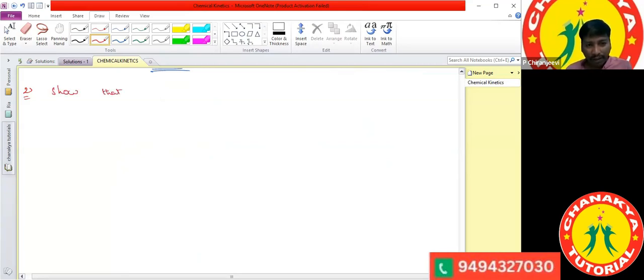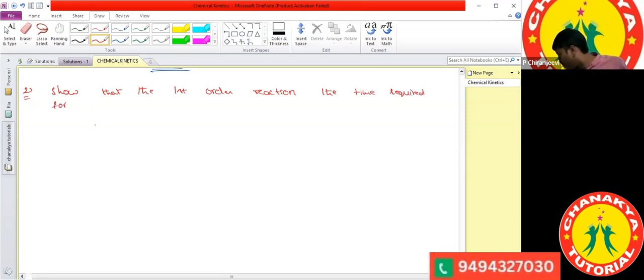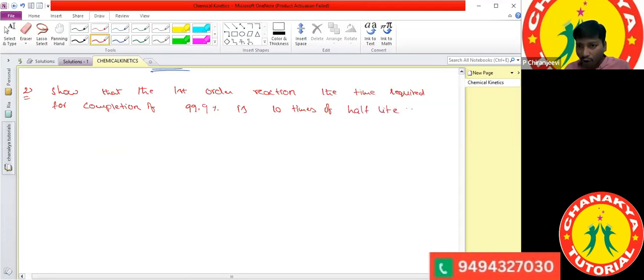Show that for the first order reaction, the time required for completion of 99.9 percentage is 10 times the half-life of the reaction.